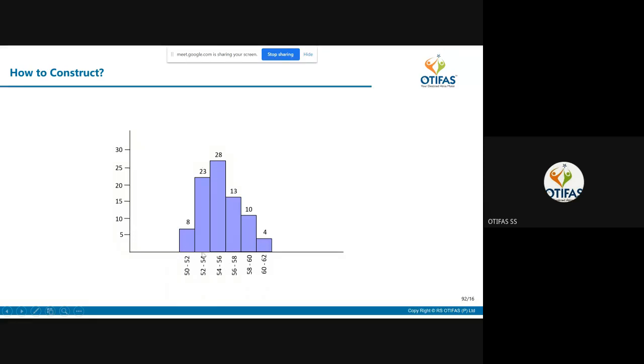Now in the bar graph, there is no meaning to the width of the bar. But in a histogram, there is a meaning: it indicates there is a range of data within it. When you do a bar graph, the width of the bar has no meaning.